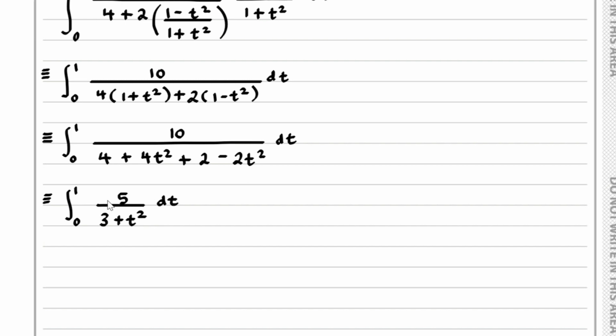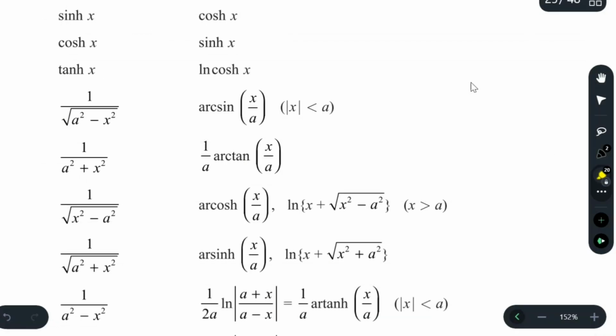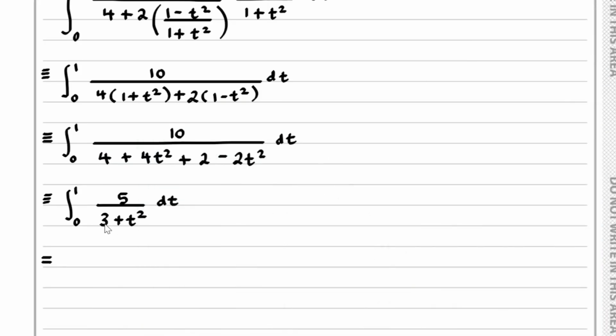Now, for us to integrate something like this, if we go to the formula book, we will have to use this standard integral as we see over here. So, the integral of 1 over a squared plus x squared is 1 over a arctan of x upon a, where a over here is equal to the square root of 3.